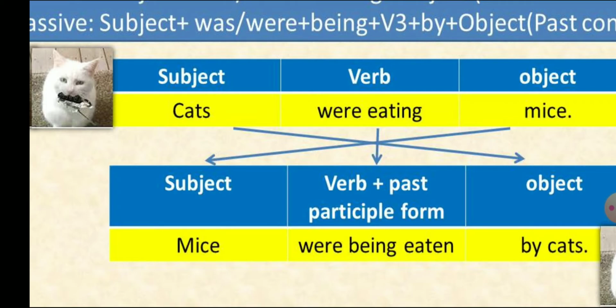So when you interchange the subject and object, mice will become the subject in passive and cats will become the object in passive. And what change are we going to make for the verb? It is were eating, which will become were being eaten. Were being eaten. So now the sentence becomes: mice were being eaten by cats.